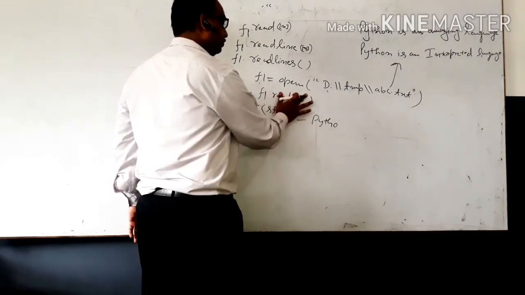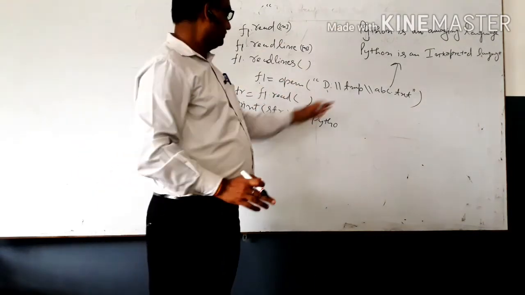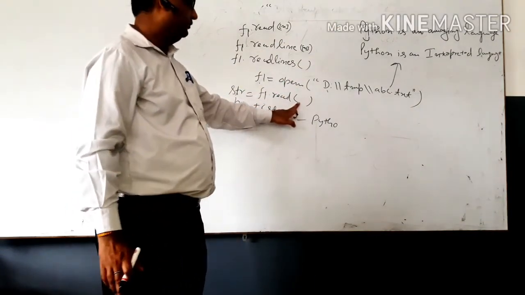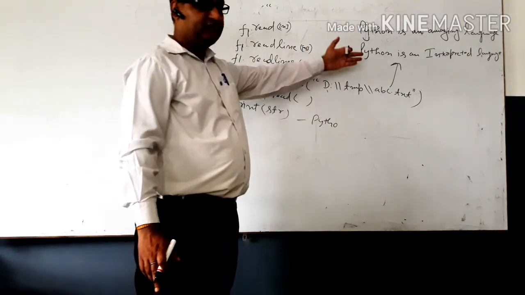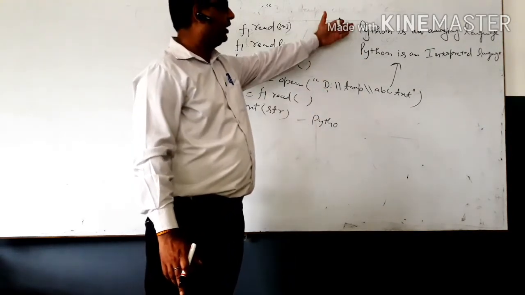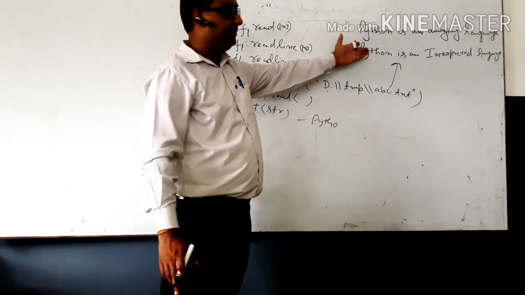If you don't give any numeric value, then by default it returns the whole string, read in bytes and returned as a whole string. So the output will be: Python is an amazing language, Python is an interpreted language.